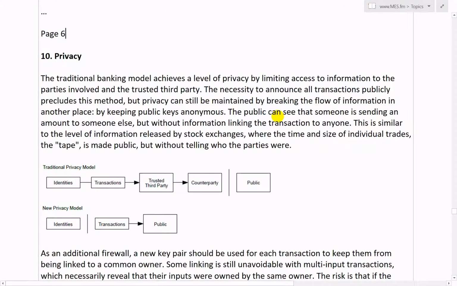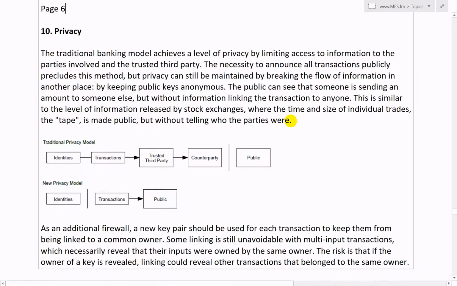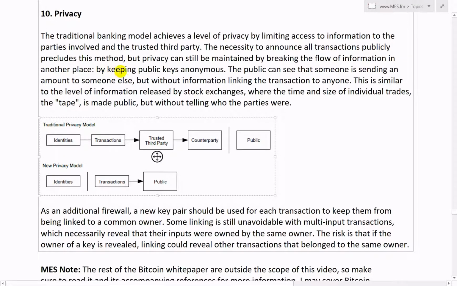So anyways, going further, privacy is page 6. The traditional banking model achieves a level of privacy by limiting access to information to the parties involved and a trusted third party. The necessity to announce all transactions publicly precludes this method, but privacy can still be maintained by breaking the flow of information in another place, by keeping public keys anonymous. Because you're making everything private, but if you make the public keys anonymous, the public can see that someone is sending an amount to someone else, but without information linking the transaction to anyone.